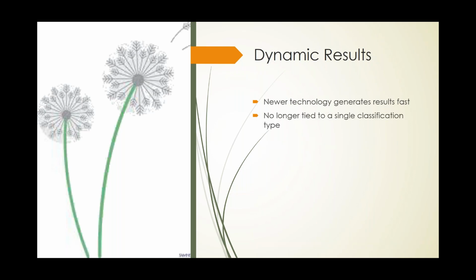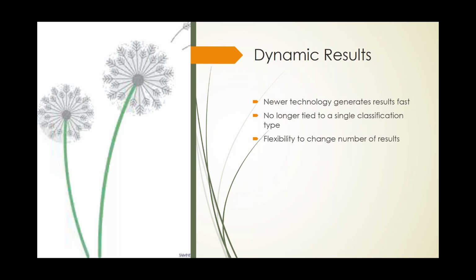We also removed the restriction where you had to pick a single classification type, like either your collection code or BISAC or Dewey, and the recommendations were based around those groupings, which could sometimes lead to a little bit of confusion.